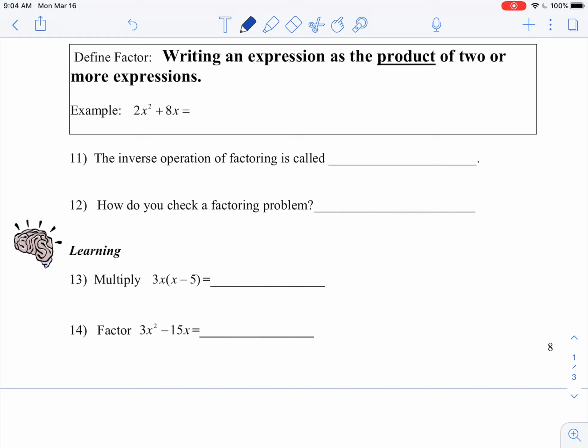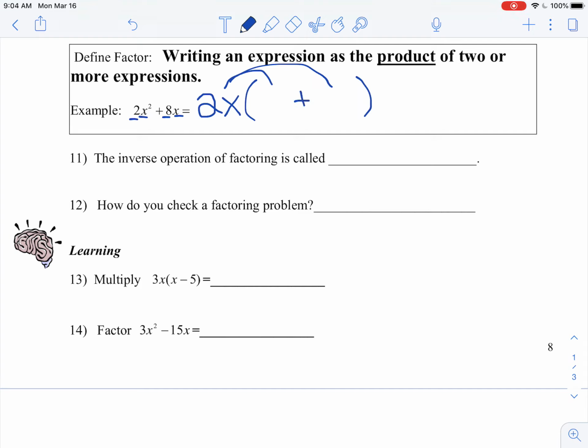So I'm going to look at these and say, what is the GCF of 2 and 8? And that's 2. This has 2 x's, this has 1, so they each have at least 1 x in common. And I'm going to put parentheses here. And what I want is to figure out what would distribute to go back to that original problem. You can pause for a second and think about what would distribute to go back to 2x squared plus 8x.